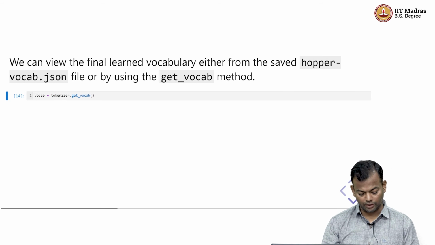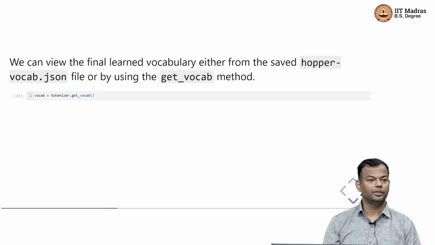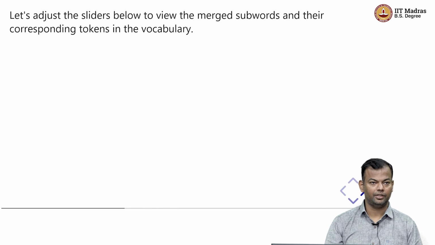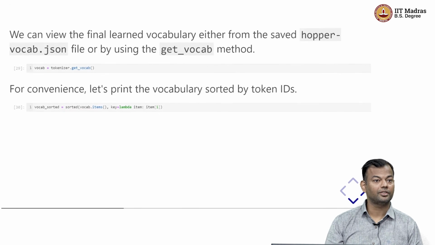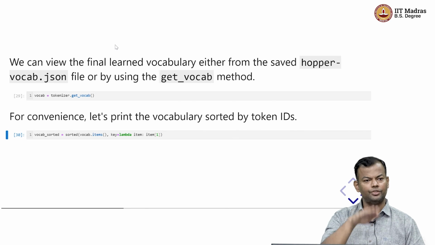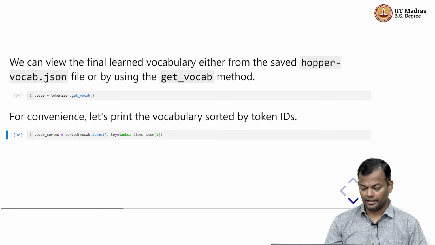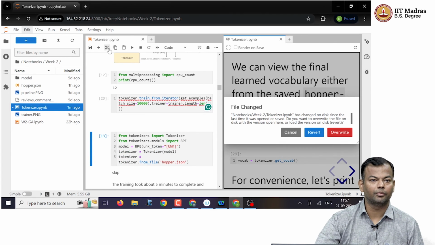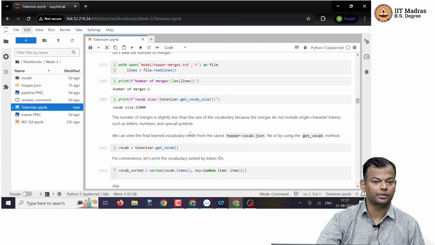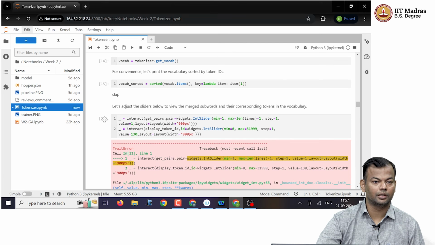So let's look at the vocabulary now. Let me execute this. We'll sort it and then print it. I probably went over a bit fast. I've just sorted the vocabulary by token IDs. And now I just want to show you something in an interactive mode, so I'll have to go back to the non-presentation mode. I'll just close this. So here's the vocabulary. Now let me run this cell.